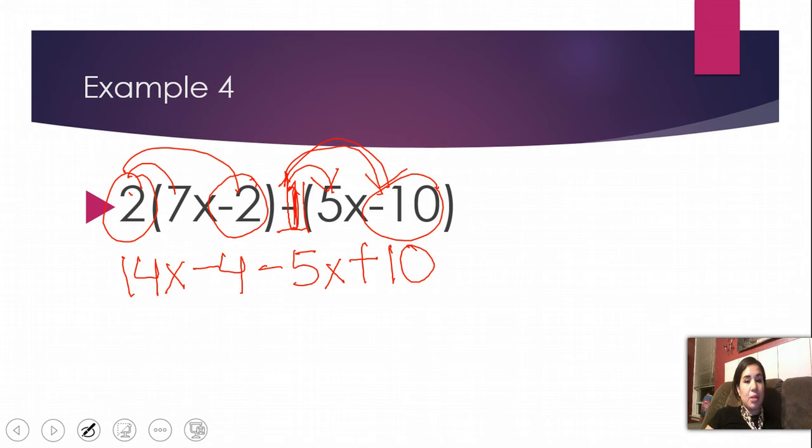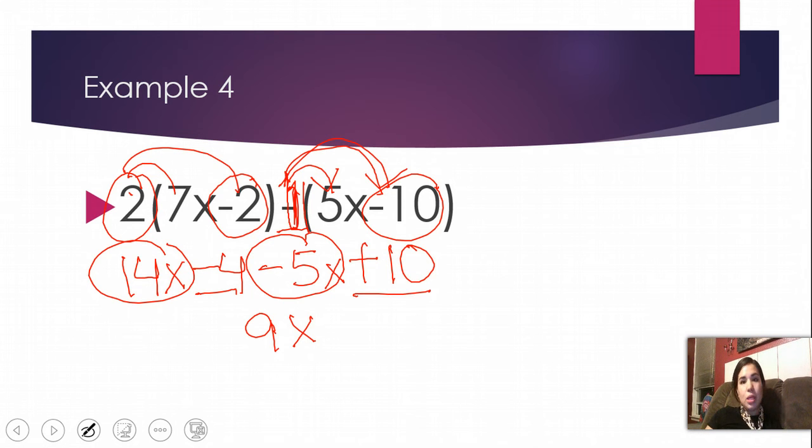I'm not done yet because I still have some like terms that I can combine. I see that 14x and minus 5x, I can combine those. 14 minus 5 gives me 9x. And then I combine negative 4 and positive 10, and that gives me positive 6. So my final answer is 9x plus 6.